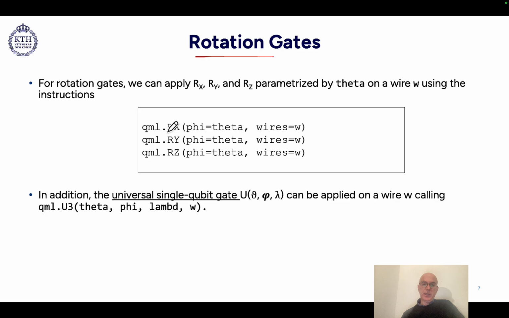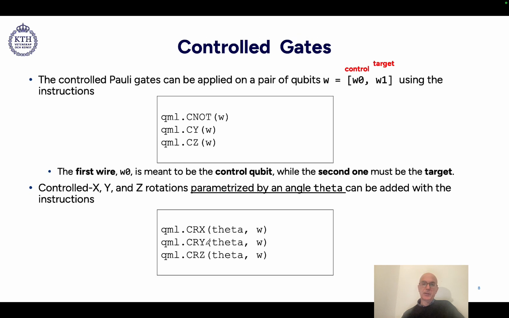For instance, we have Rx, Ry, Rz, where we define what is the angle and on which qubit we want to apply. In addition to this rotational gate, we also have the universal single qubit gate U, where we define theta, phi, and lambda as arguments, and then as a last argument we define on which qubit to apply this universal gate.